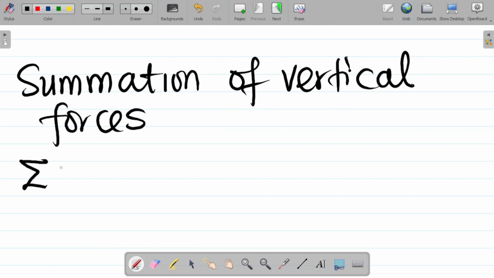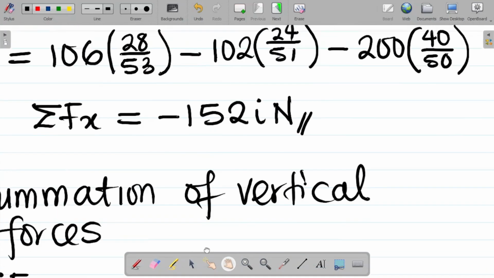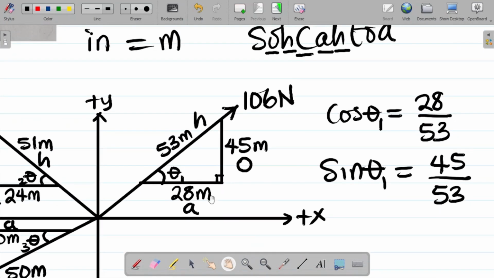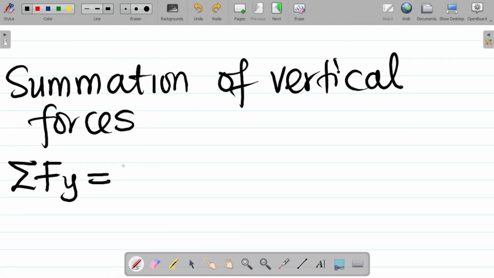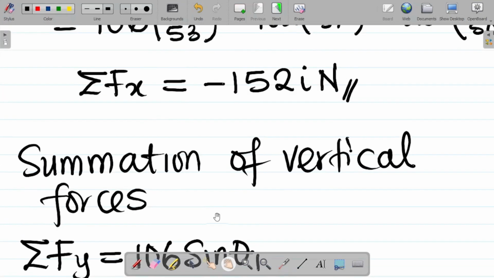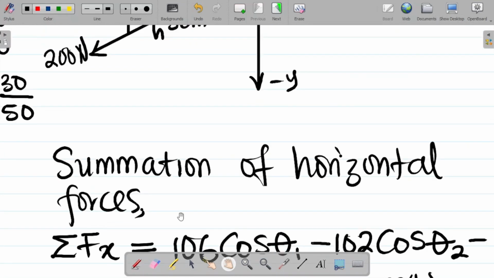Let's get the sum of vertical forces. That's sigma Fy. That's equal to, let's go back to the first force there. If I resolve this force to the vertical axis, that's this way here. What I have there is positive y. So it still becomes positive 106. I will take sine theta 1 because I'm resolving to the vertical axis. So it's sine in this case.